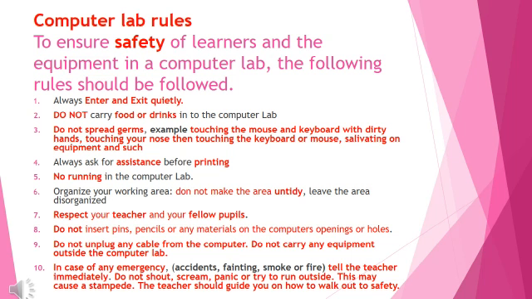So we start with rule number 1. Always enter and exit quietly. This is to say that anytime you are coming to the computer lab, you should come in order, lined up. You should make a queue. You enter without noise. You should not scream. You should not push. You should not shove. And after you are through with your lesson, you should queue or line up and walk out, no running. So that is rule number 1.